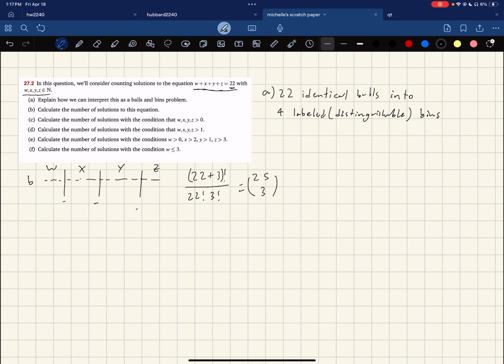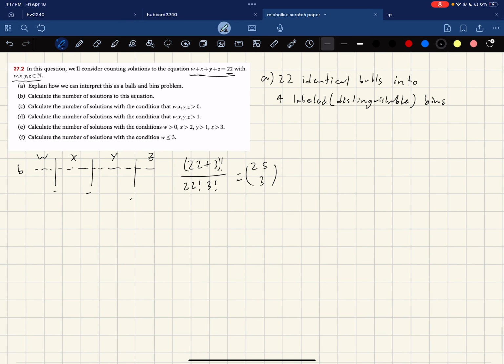Okay, now let's check this intuition with our equation from class. Our equation tells us that we have 22 balls plus 4 bins minus 1, choose 4 minus 1. Is this equal? Yes, this is equal to 25 choose 3, exactly the answer we got from intuition. I like the intuition solution better than just using the formula because I can never memorize the formulas, but the intuition is easy for me to do for any kind of question. Great.